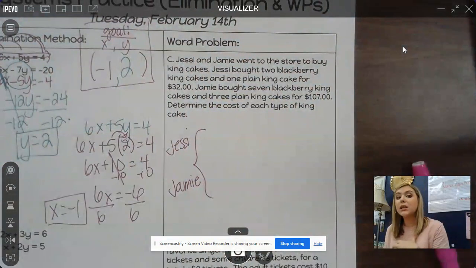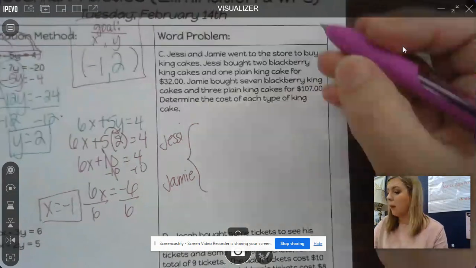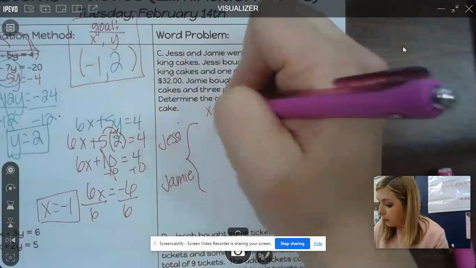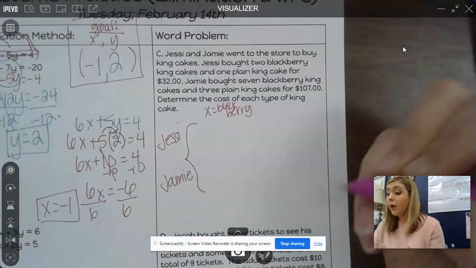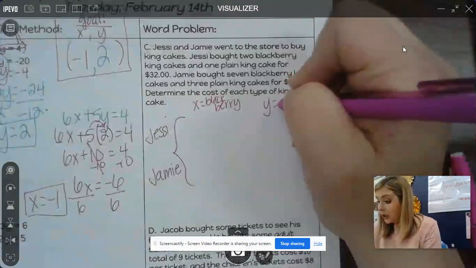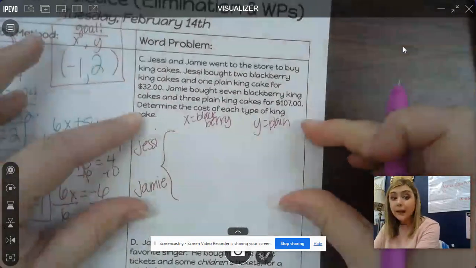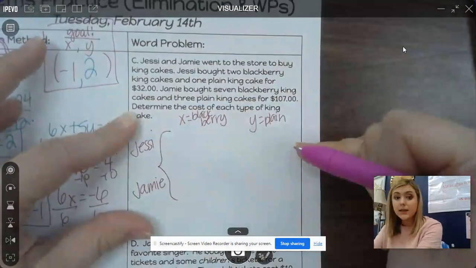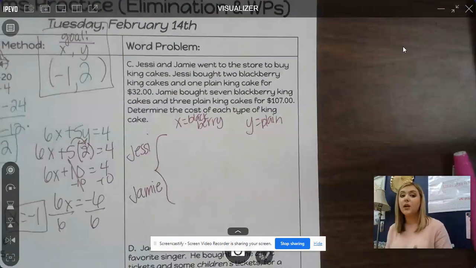Now, what Jessie and Jamie both have in common is that they're both buying the 2 types of king cakes. The first one is what we're solving for, which I'm just going to go in the order of the problem, is X, which is the blackberry king cake. And then they both also bought Y, which is the plain. So it's almost mapped out like a bracket here, where Jessie's buying X and Y and Jamie's buying X and Y. And now I'm going to fill in what is what.